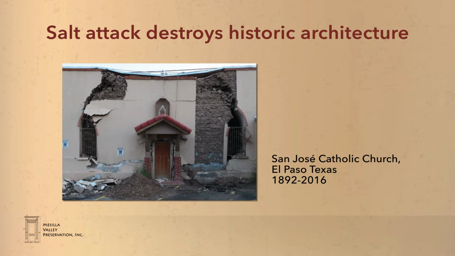Here again is the collapsed wall of the San Jose Catholic Church in El Paso, Texas. Built in 1892, this building had been deemed structurally sound by professional engineers only a few months earlier, and was in the process of being rehabilitated when this collapse occurred. The collapse bears all of the obvious hallmarks of salt attack. Newspaper reports described how contractors removed the cement stucco to find that the wall beneath it had turned to dust. This describes salt attack perfectly.